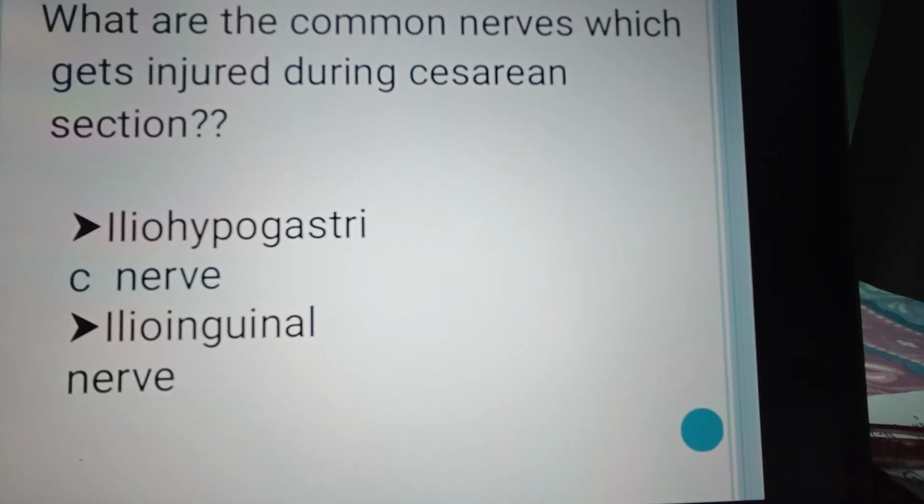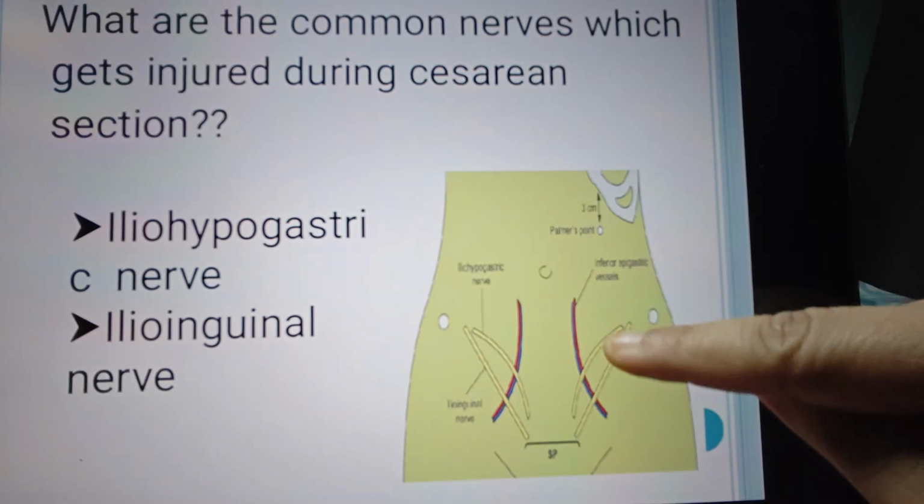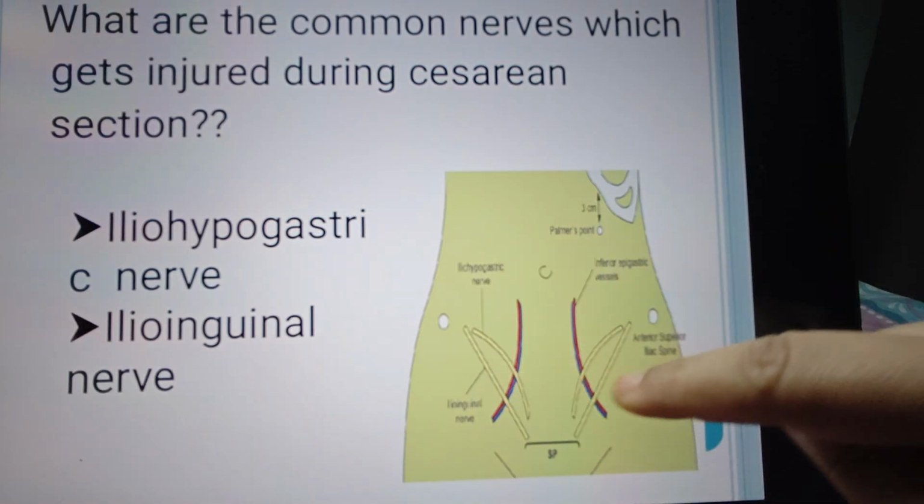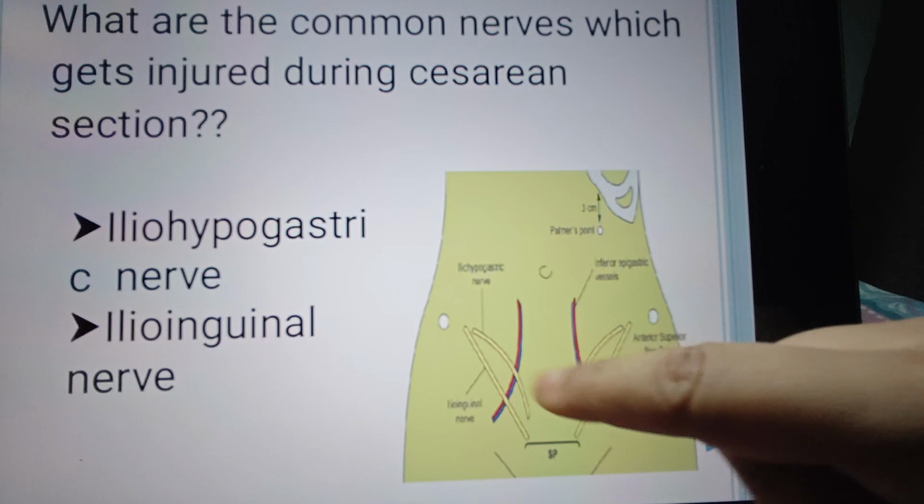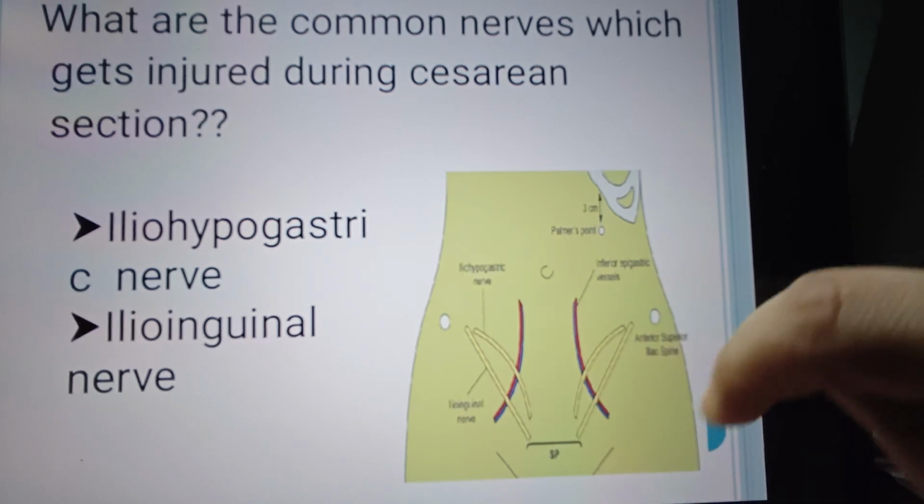So what are these nerves? These are the iliohypogastric nerve and the ilioinguinal nerve. So this is the diagram. These are the inferior epigastric vessels, and when we give the incision, a Pfannenstiel incision, these iliohypogastric and ilioinguinal nerves can be injured.